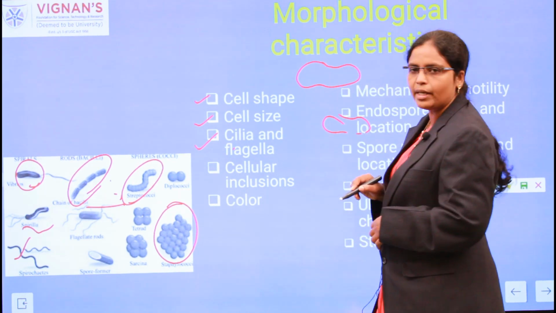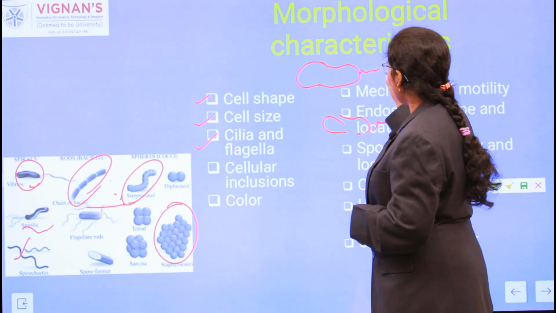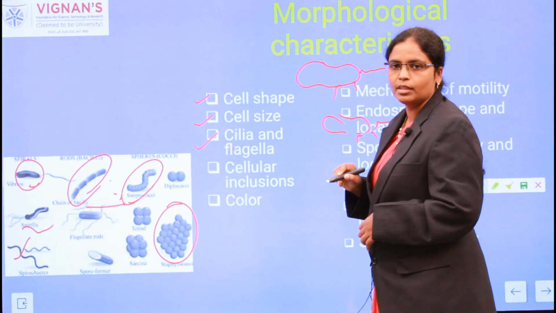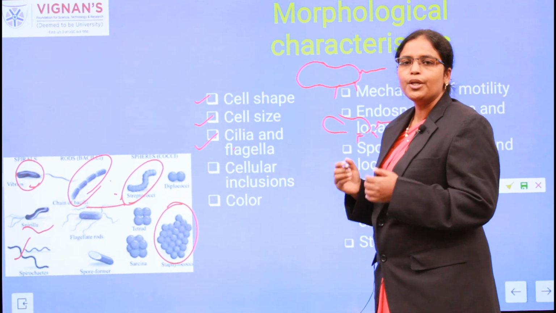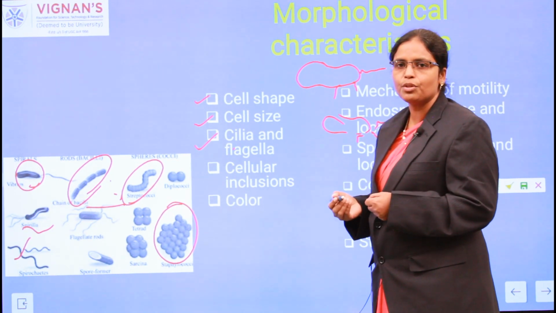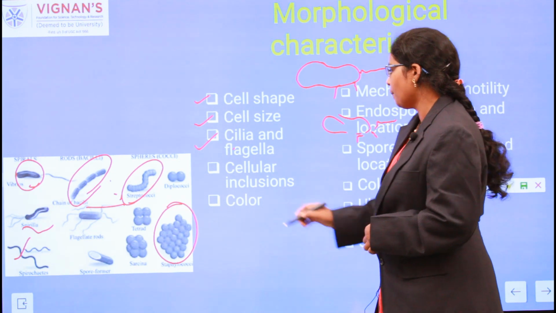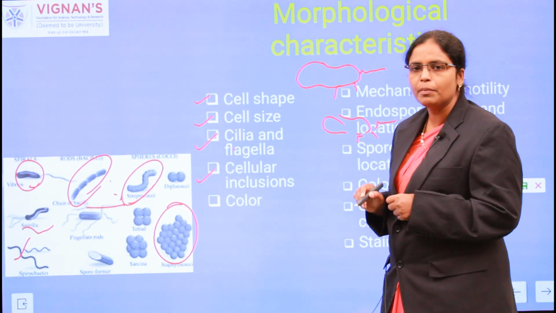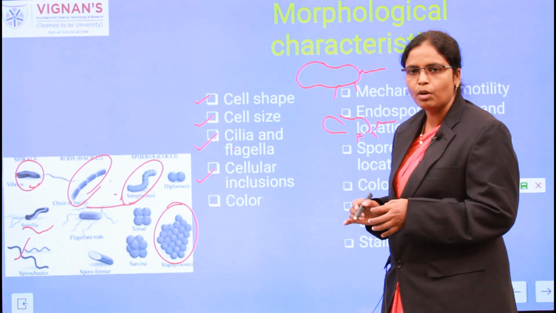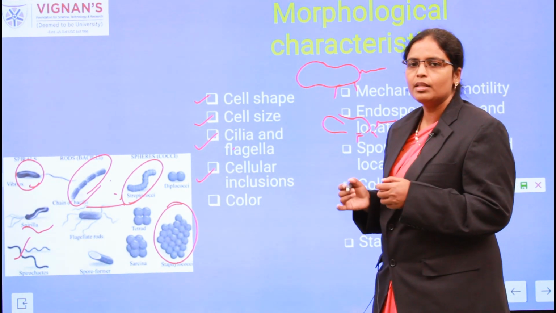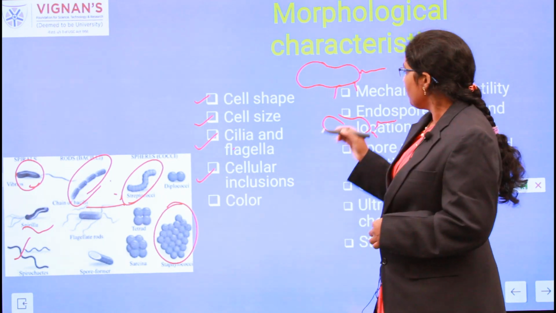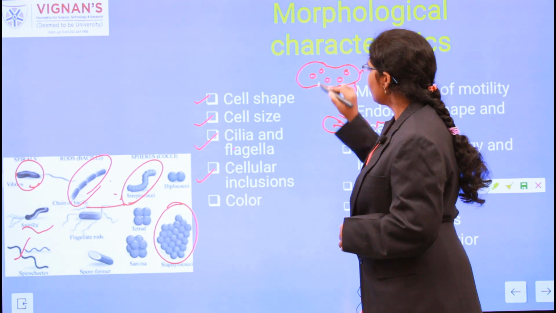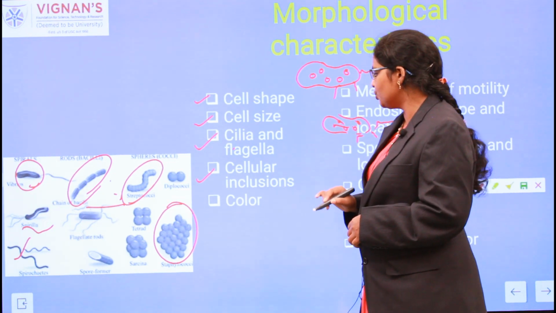For example, this is a bacterial cell. So flagella structures, cilia structures like this. So those are the features used for identification of the microorganism. Cellular inclusions. Cellular inclusions are nothing but insoluble protein molecules, or we can say the storage reserves present inside the bacterial cell, like this. So those are called cellular inclusions.